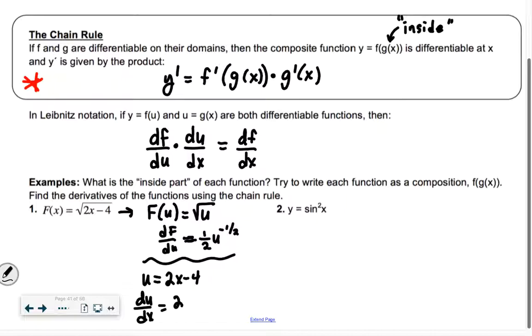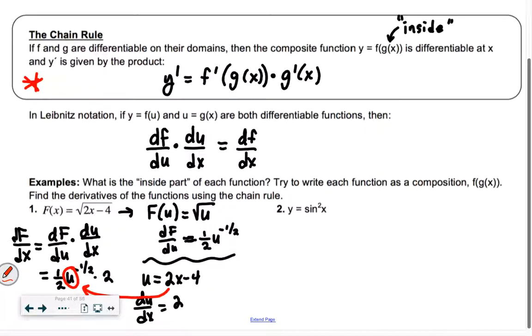So you're like, well, if I want the derivative of f with x values, I just take the derivative of f in terms of u, and I multiply by the derivative of u in terms of x. Do you see how the unit conversion thing works? The du's go away. So the derivative of f in terms of u is that 1/2 u to the negative 1/2, and the derivative of u in terms of x was 2. It's just like substitution, yeah. And then you replace that u with what it's equal to, and then you get everything in terms of x.